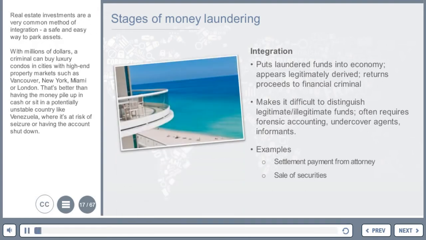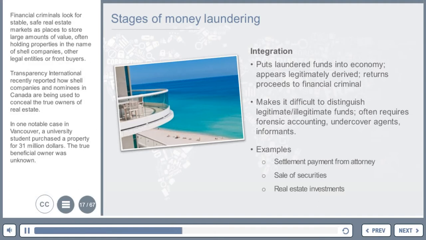Real estate investments are a very common method of integration, a safe and easy way to park assets. With millions of dollars, a criminal can buy luxury condos in cities with high-end property markets, such as Vancouver, New York, Miami, or London. That's better than having the money pile up in cash or sit in a potentially unstable country like Venezuela, where it's at risk of seizure or having the account shut down.